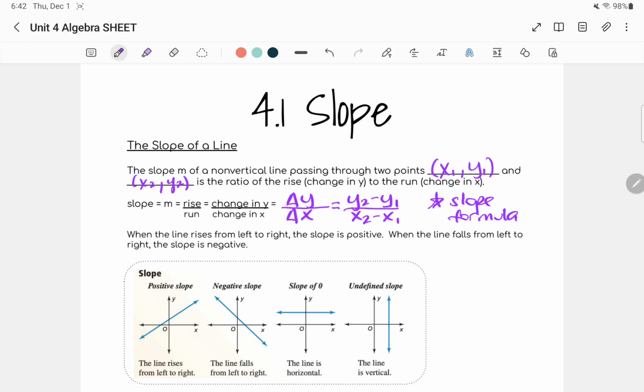So when the line rises from left to right, the slope is positive. When the line falls from left to right, the slope is negative. If the line is horizontal, our slope is 0. If the line is vertical, it's an undefined slope. Because I don't know if you remember this, but we cannot divide by 0. And so that's why if our change in y is 0, then that's okay. Our slope is going to be 0. But if our change in x is 0, right, we cannot divide by 0, so it becomes undefined. And we're going to look at these examples right now.